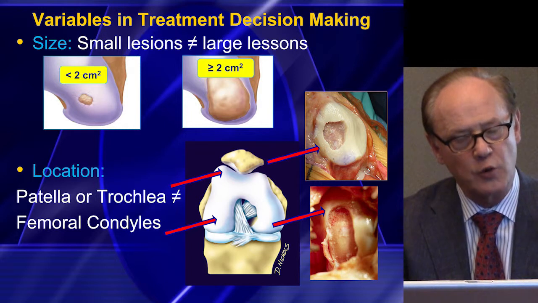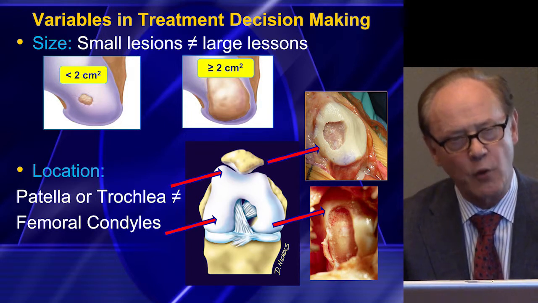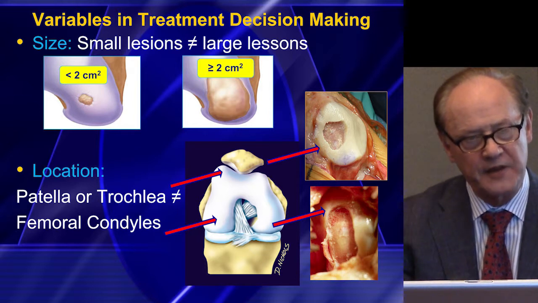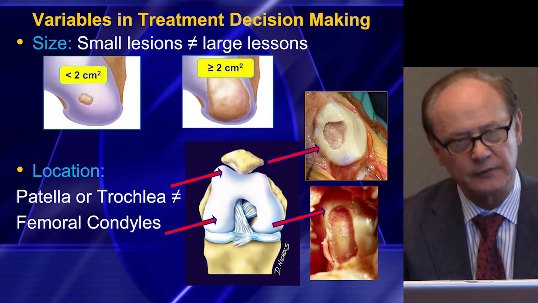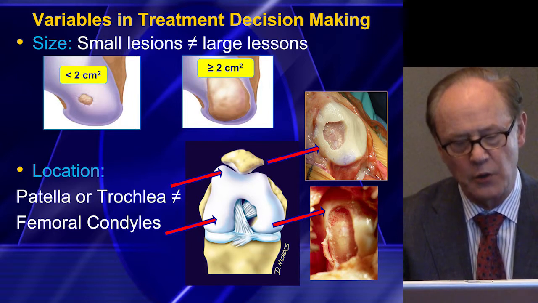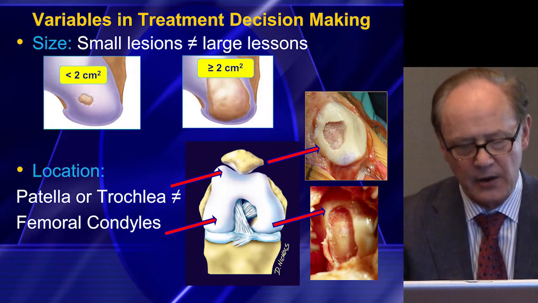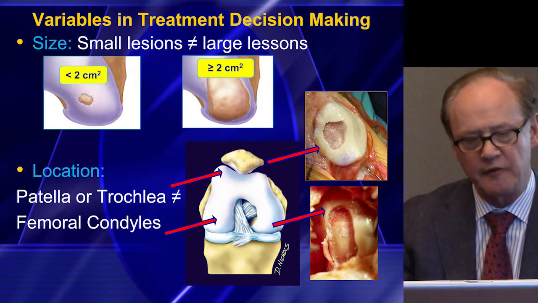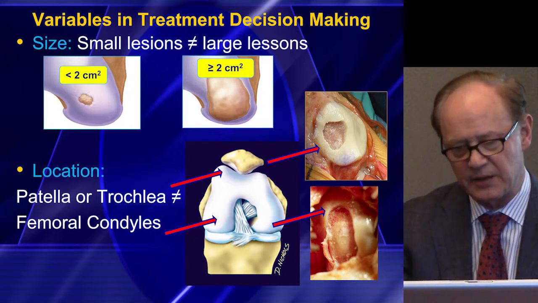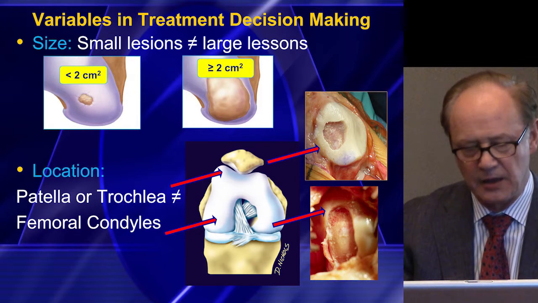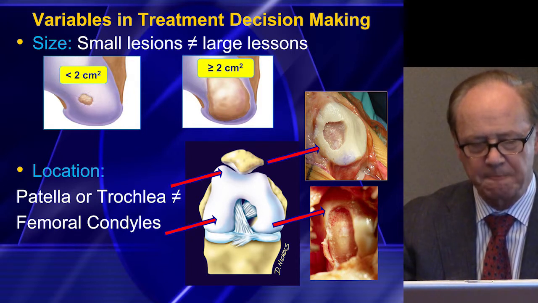The patella and trochlea see what are called shear forces. It's kind of brushing back and forth, whereas your femoral condyle, you stand on that, you walk on that. That's compressive load. Different types of loads make different treatments the ideal treatment. And then also size, we have a cutoff between smaller than 2 square centimeters or larger than 2 square centimeters. And that's really the difference. And there are some examples that I've shown there on the right of your slide.